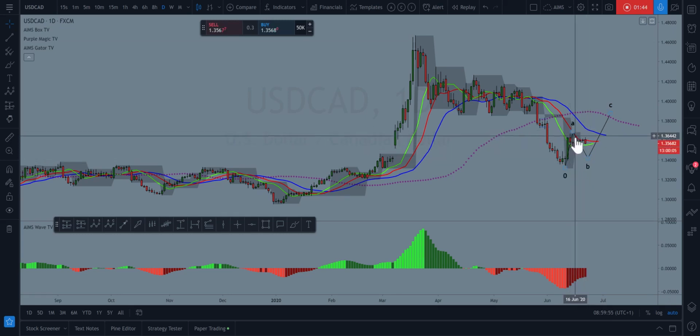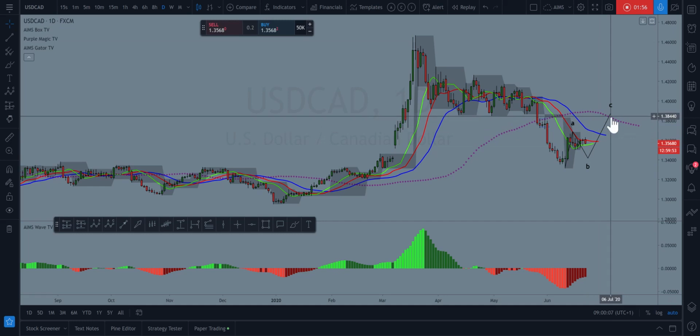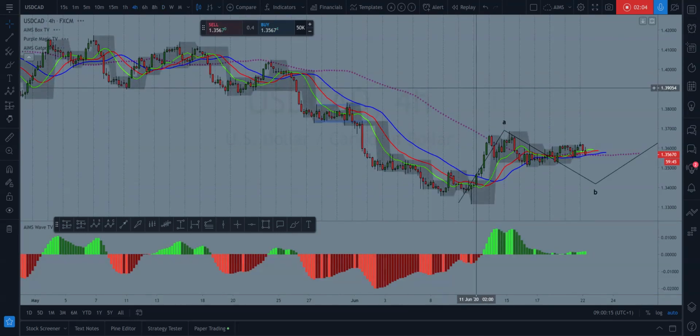So if I'm correct and this is B, what would happen is that this would be an A, this would be B, and this would be C, and the C would poke out. It would kind of come down here. I'm talking about the ABC inside the B wave. So it will go up. So what we need to do is to look at the 4-hour chart.